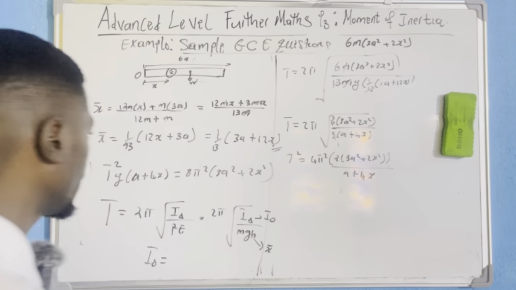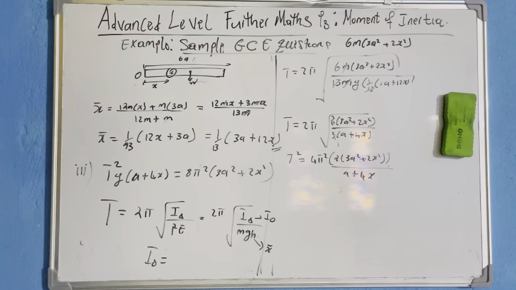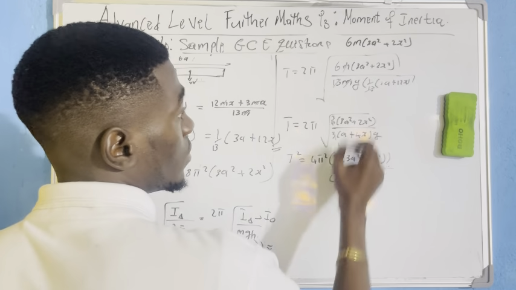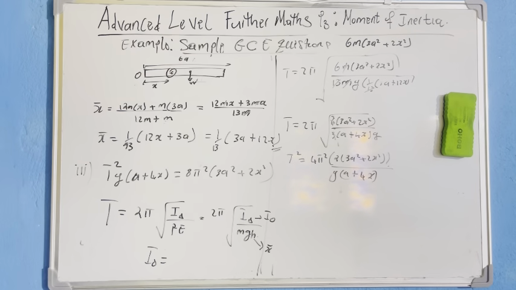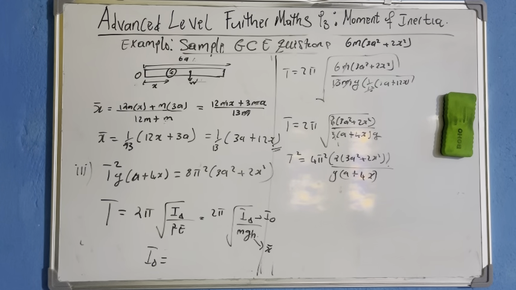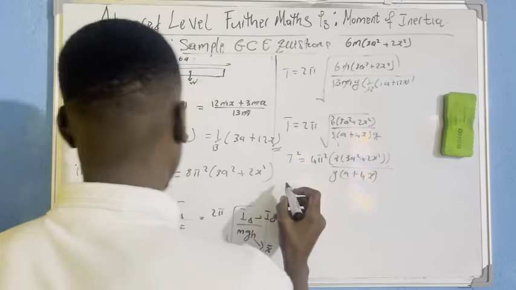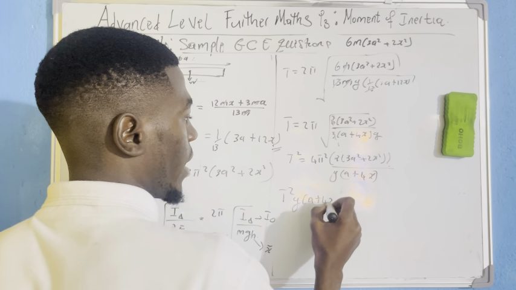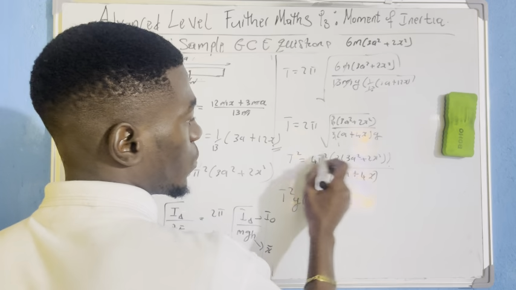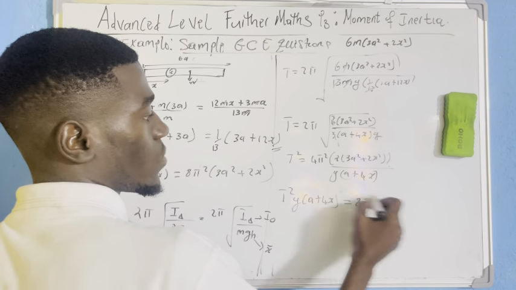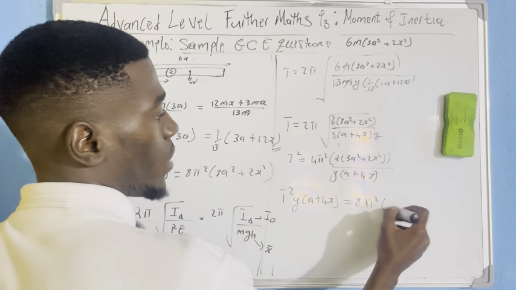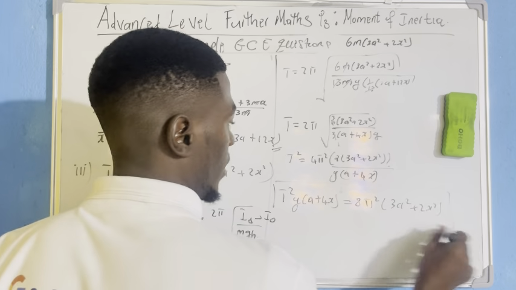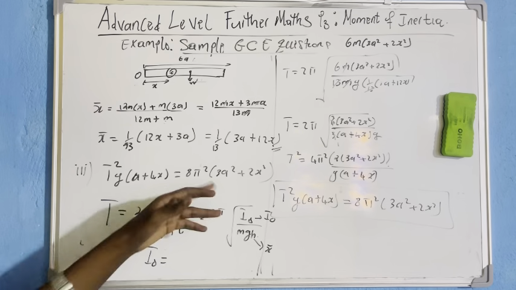Let me see the proof. Pardon, there's a g here like this, please. This g here, okay. Let me see if the proof is already coming out. Yeah, the proof is coming out. If I cross multiply, I will come out with the proof. I will have T square g into a plus 4x equals to, these two come and multiply, I will have 8 pi square. You see now? 8 pi square into 3a square plus 2x square. Final answer, exactly as in the proof.